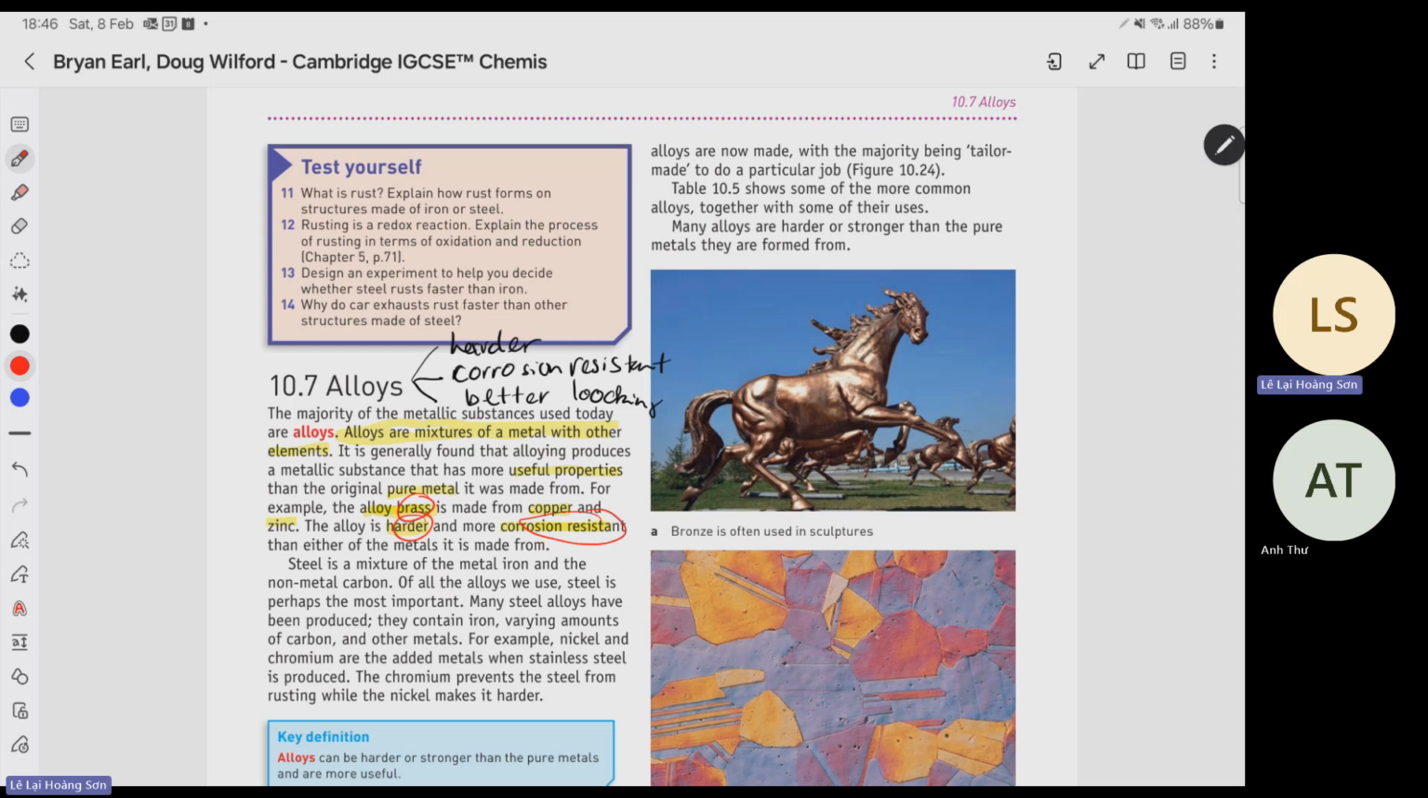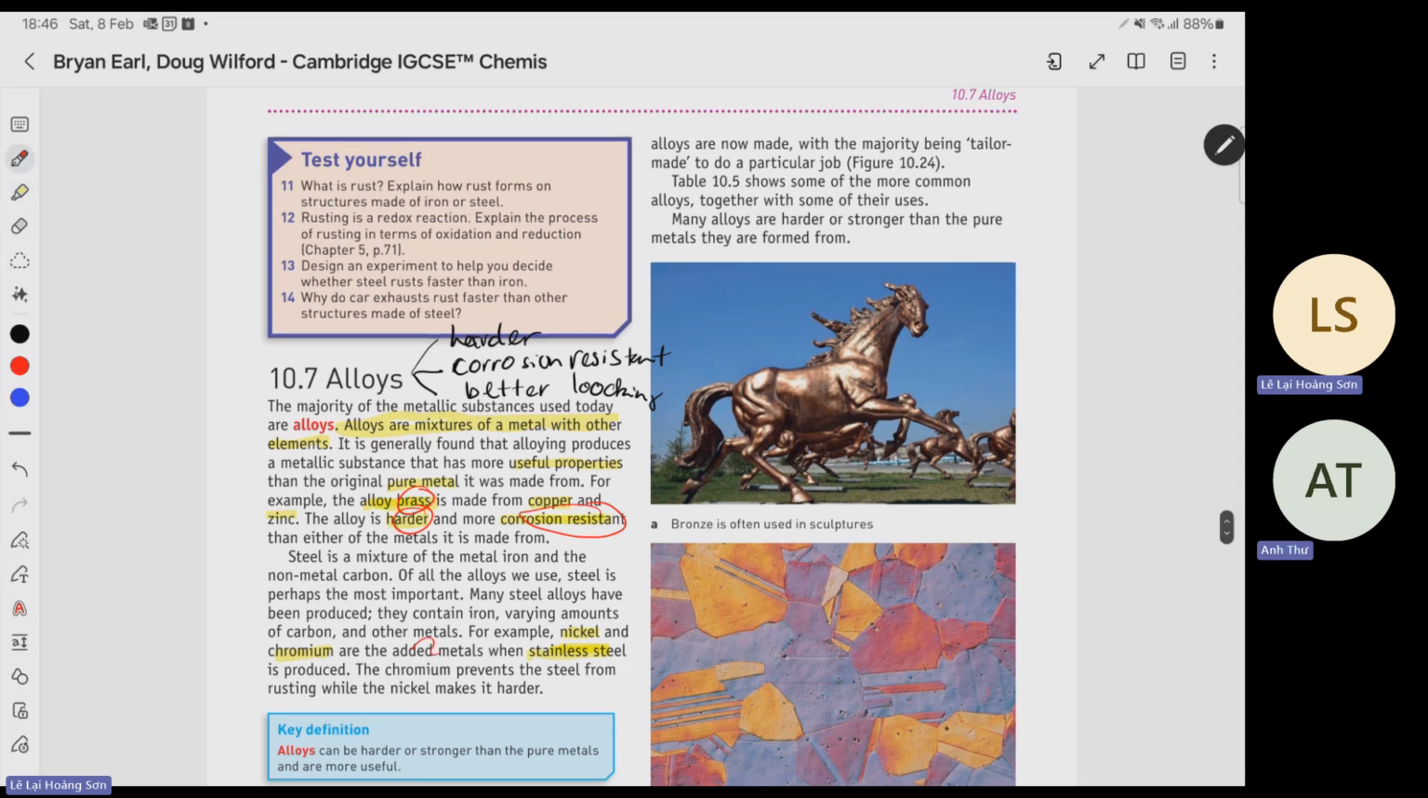And how can we do that? We can do it because we can introduce nickel and chromium into steel, into iron, to create stainless steel. The chromium is the part that will prevent steel from rusting, and nickel makes it harder. So we can take note of this: for stainless steel we add nickel and chromium into iron. Chromium will prevent iron from rusting. Nickel will make it hard.